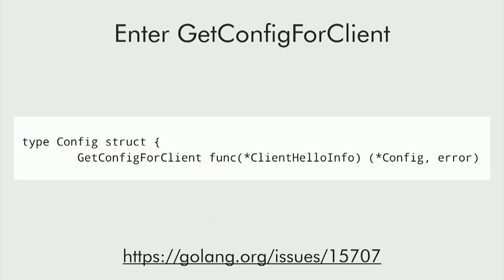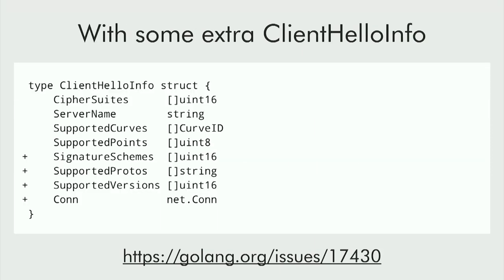So what Go 1.8 added is get config for client. It's a wonderful callback that replaces the config object entirely based on the same client hello info at the beginning of the connection. To make it even more useful, we added a few client hello info fields, including the underlying net connection, so that we have access to the remote and local IP addresses, and we can figure out what website the client is trying to connect to also based on that.